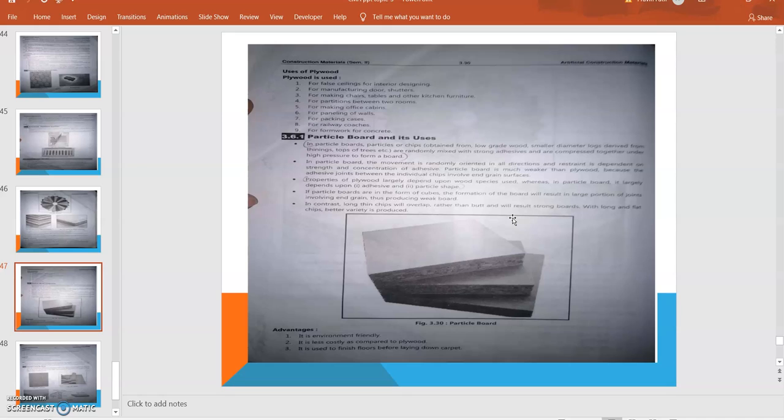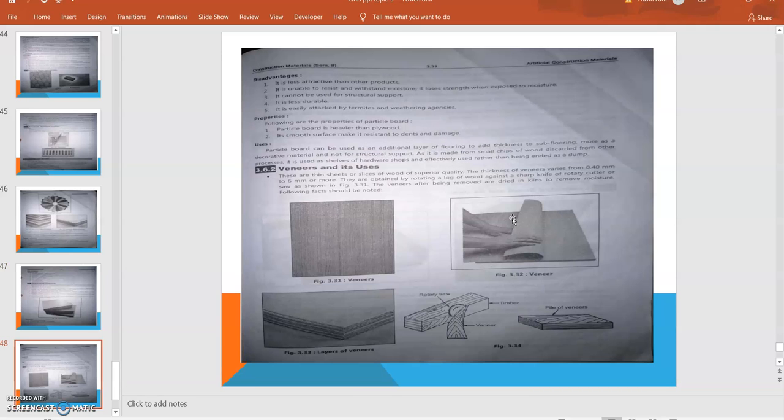Then uses: first for false ceiling, then for manufacturing of doors and shutters, for making chairs, tables, other furniture, in kitchens, for partition between two rooms, for making office cabins, for paneling a wall, for packing railway coaches, and for formwork for concrete. Those are all the uses of the boards.